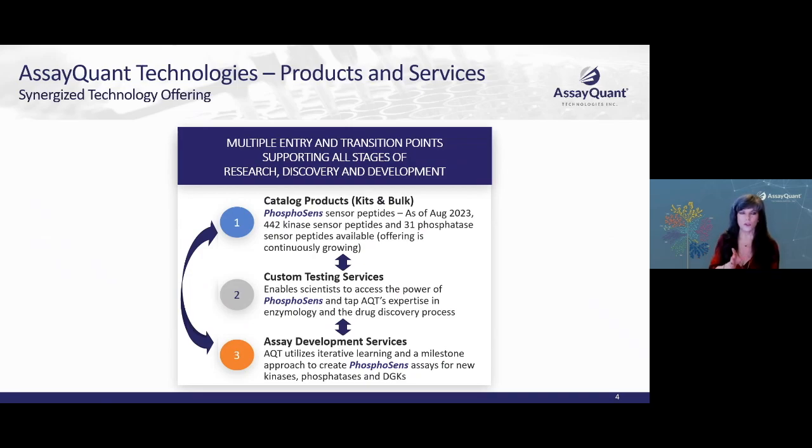You know what? I think what we'll do today is skip this slide. Just let me mention that AssayQuant does have a synergized technology offering, so scientists can access PhosphoSens in a variety of formats, including full services as well as catalog assays.